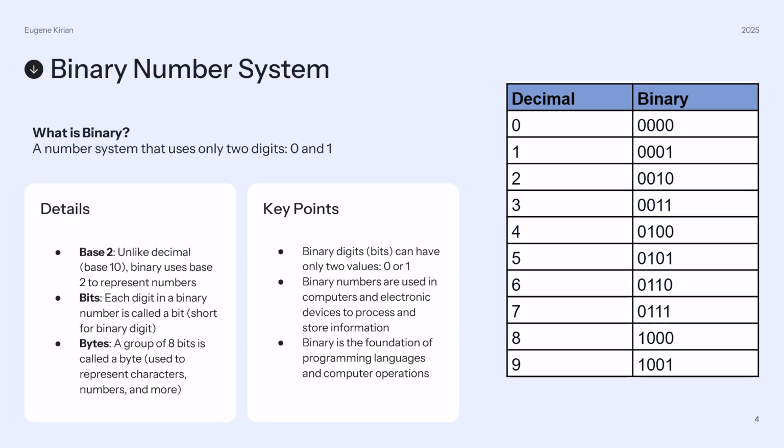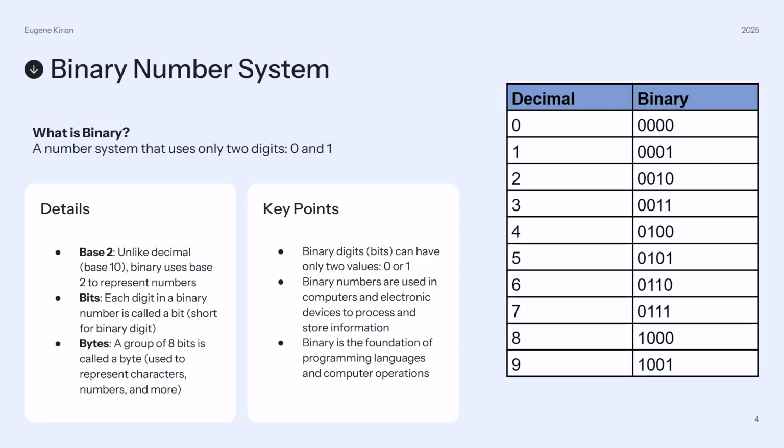Let's start with the basics, the binary number system. So what is binary? Simply put, it's a number system that uses only 2 digits, 0 and 1. Here are the key points to grasp. Each binary digit, or bit, can have only one of 2 values, 0 or 1. This binary code is the language that computers and electronic devices understand, and it's used to process and store information. Binary is the foundation of programming languages and computer operations, making it a fundamental concept in computer science.